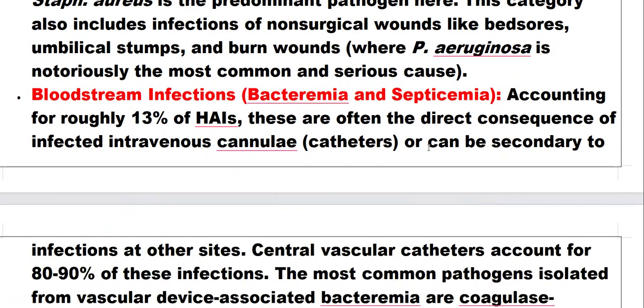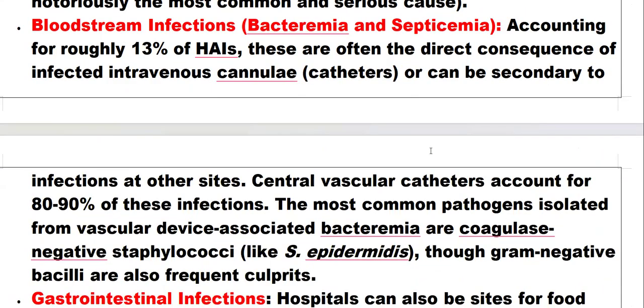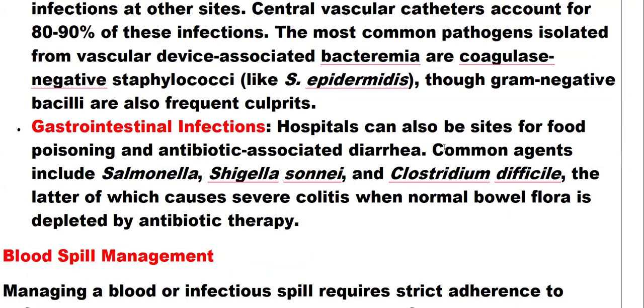Bloodstream infections, bacteremia, and septicemia. Accounting for roughly 13% of HCAIs, these are often the direct consequence of infected intravenous cannulae or catheters, or can be secondary to infections at other sites. Central vascular catheters account for 80 to 90% of these infections. The most common pathogens isolated from vascular device associated bacteremia are coagulase negative staphylococci like S. epidermidis, though gram negative bacilli are also frequent culprits.